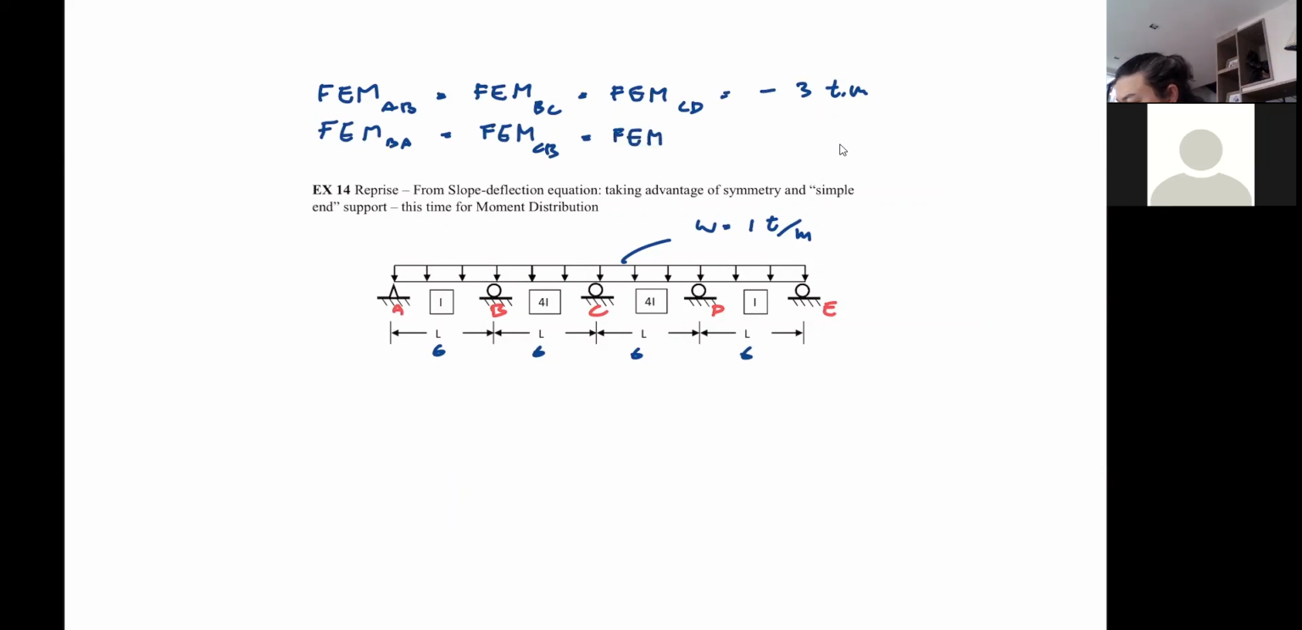We don't need DC, right? Because it goes beyond the line of symmetry. So let's erase that. That's 3 ton meter. Keep in mind that your line of symmetry is here. And if we are going to take advantage of this, you should sense that we are going to do only a job on 2 spans, either on the left or on the right. And we also have this as a simple end support as well.